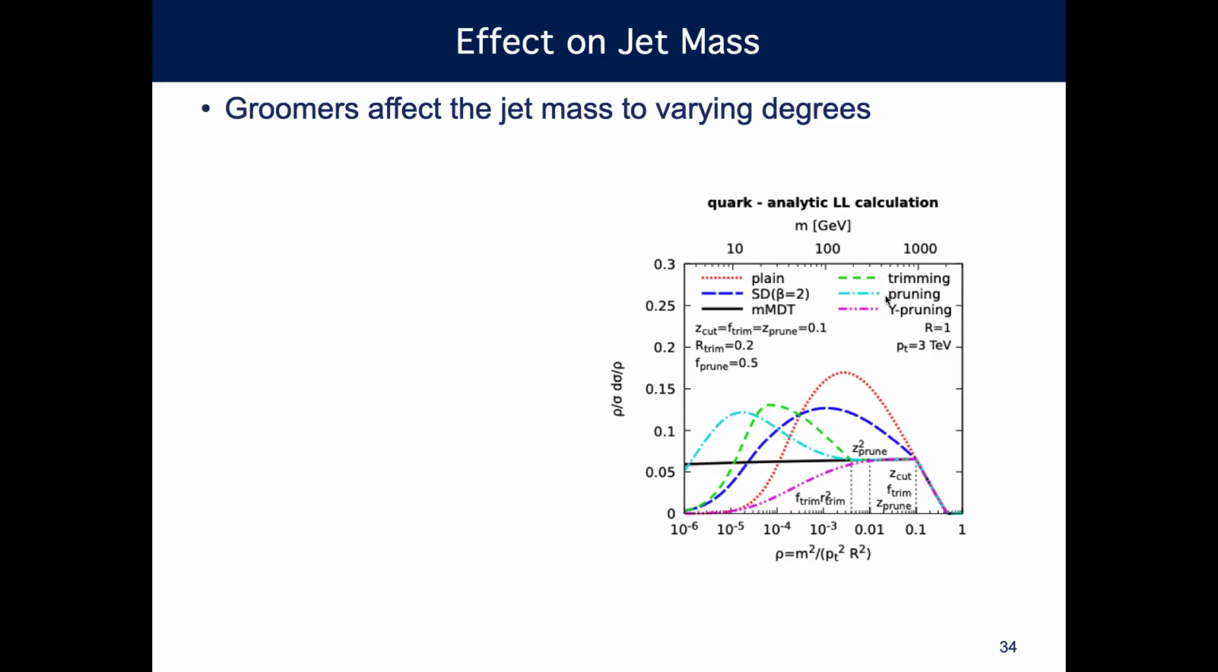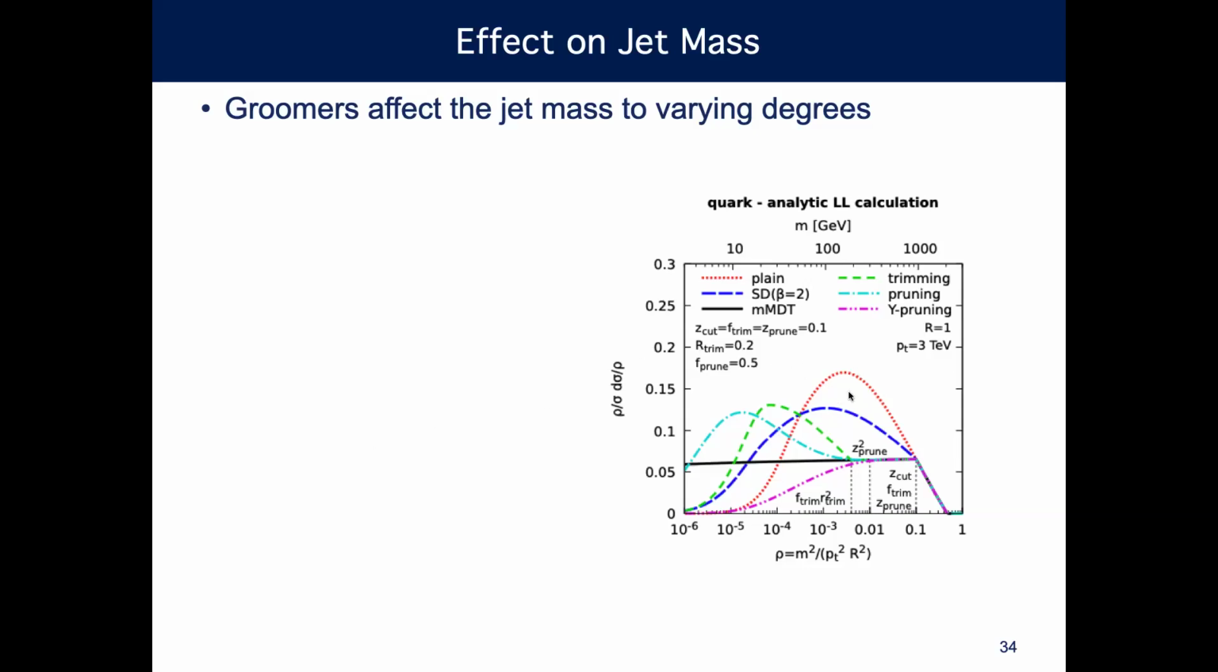I've also added the trimming and pruning and Y pruning and a bunch of other ones just to show you that they kind of all behave the same as the mass drop tagger for moderate masses. But if you get very, very low in mass, they're not quite as good at suppressing the Sudakov peak. So some soft radiation kind of sneaks back into the jet. But overall, this gives you suppression of the Sudakov peak very nicely. Okay. So that's really what we're going to be looking at, is using that jet mass.